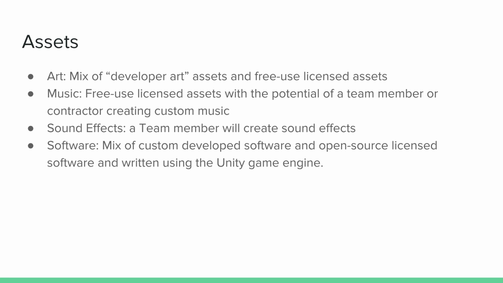The art assets from our game, like the style of the game and the objects in the game, will be a mix of developer art assets and free use licensed assets from the Unity asset store. The music that we use will be free use licensed music, and there's potential for us to create our own music or have somebody else make the music for us. We will make our own sound effects for the game.